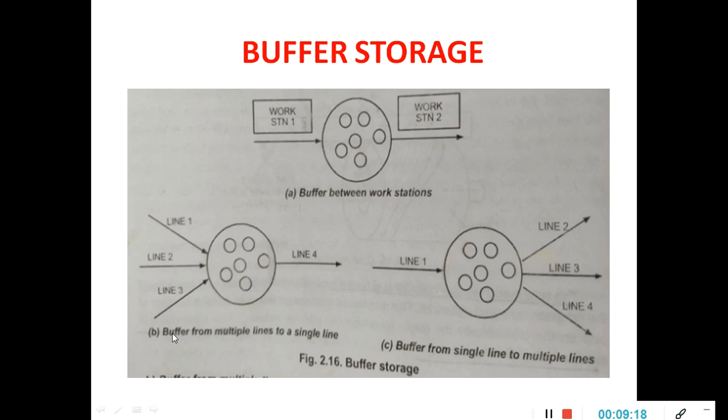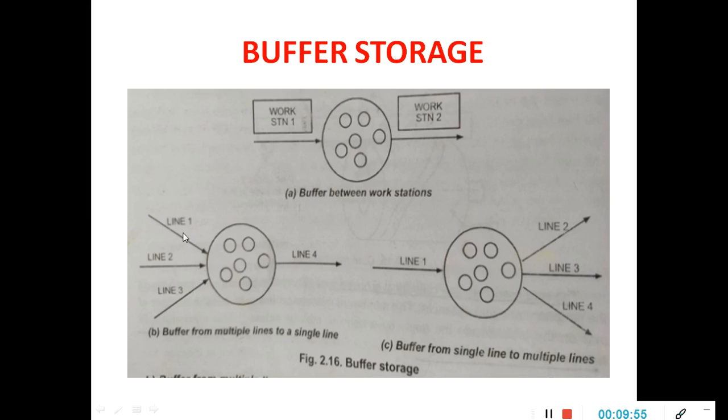Now the second one is buffer from multiple lines to a single line. In the automated manufacturing system, it is possible to connect different or multiple lines into a single line. But the condition is that all these multiple lines should produce the same component. Got the idea? All these multiple lines should produce the same component. So let us consider here manufacturing line number 1, manufacturing line number 2, manufacturing line number 3.